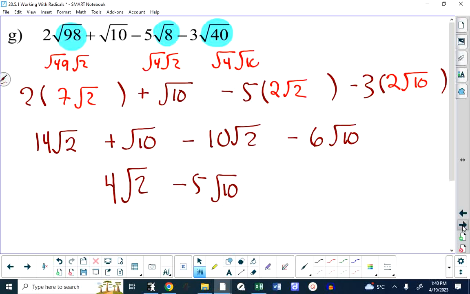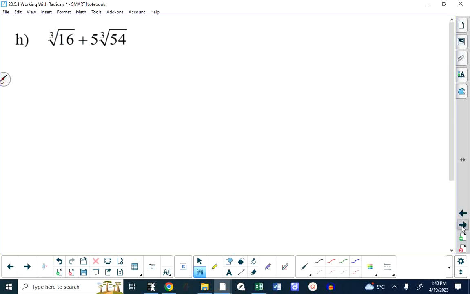I think the final example just extends it into the realm of cube roots. We cannot combine these together just yet. But we can take 16 and figure out that it's 2 to the 4. So what I'm doing is I'm saying it's 2 times 2 times 2 times 2. 16 is 4 times 4, and each of those 4s is 2 times 2. So it's 2 to the 4.